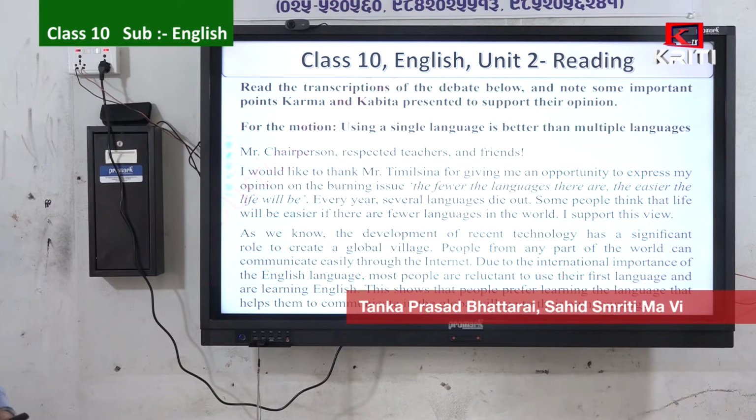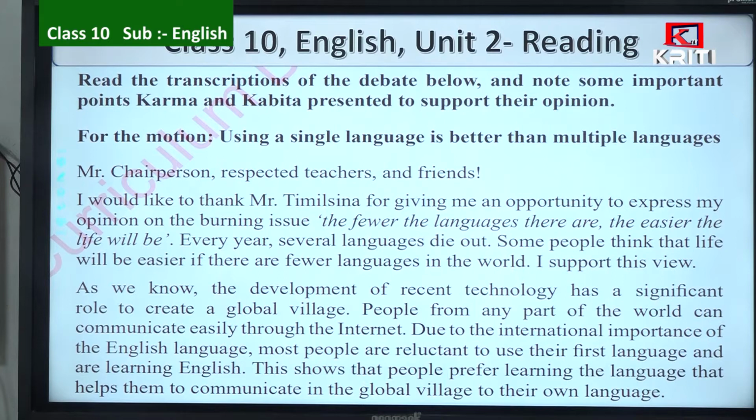Okay, this is class 10 English, unit 2, reading. On the screen of a television, you can see what one person in the debate has said. And the topic of the debate competition is: using a single language is better than multiple languages. What do you think of the topic? Using a single language is better than using multiple languages. What do you think about this topic?